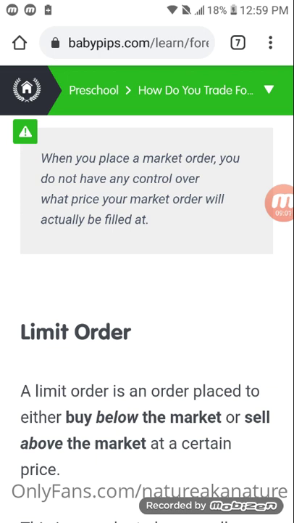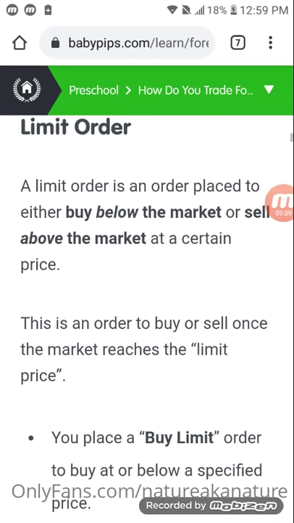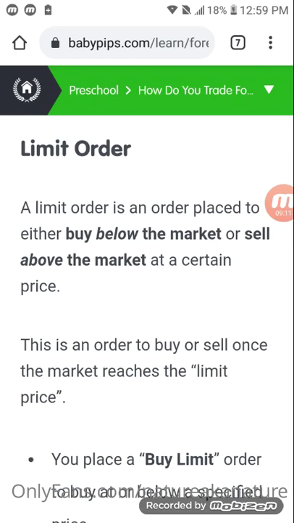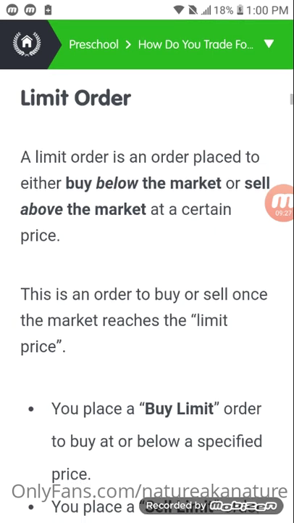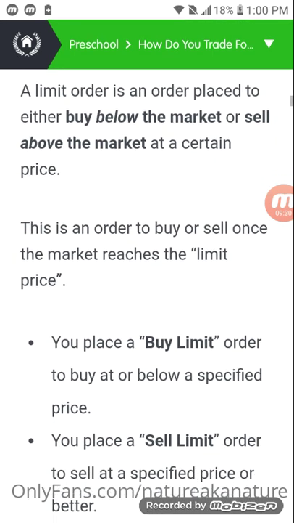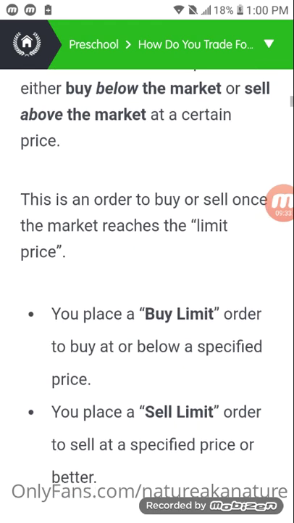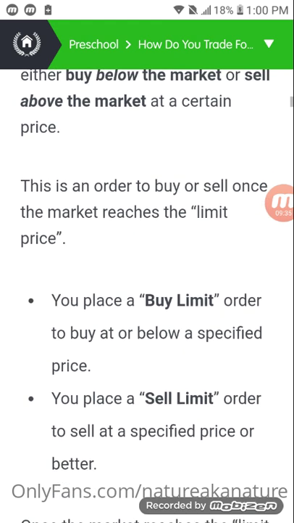When you place a market order, you do not have any control over what price your market order will actually be filled at. Okay, so a limit order is an order placed to either buy below the market or sell above the market at a certain price. So these are limit orders. There are two types of limit orders: an order to buy or sell once the market reaches the limit price. So you can place a buy limit order to buy at a specific price or below, or you can place a sell limit order to sell at a specific price or better.